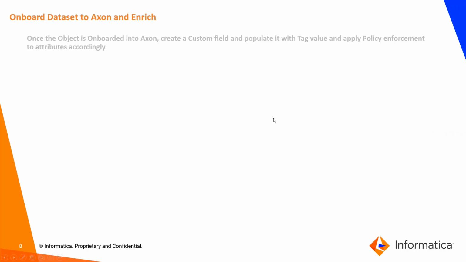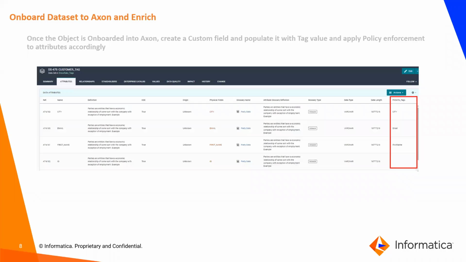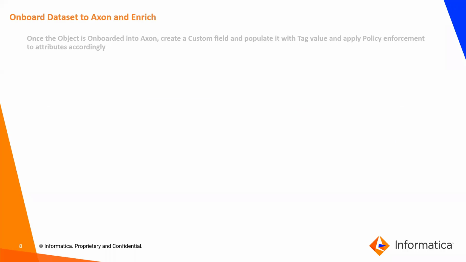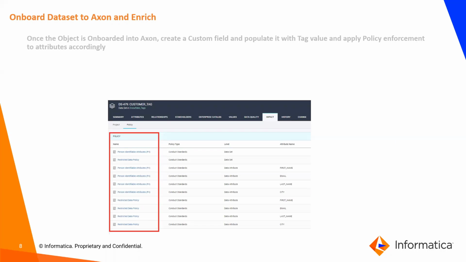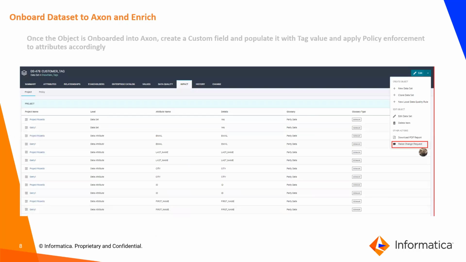He then onboards those critical data elements into Axon, creates a custom field and populates the tag value. So he's updating the tag value so that any user who is related to it gets a broader understanding of the journey of that object. Then the data owner updates the critical asset with stakeholder information and policy enforcement. Once he's done updating all the necessary information, he raises a change request to mask the critical data in order to adhere to the policy.